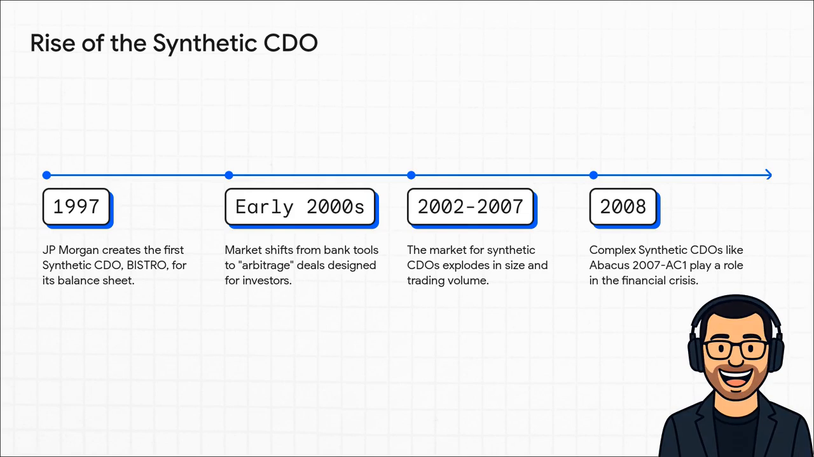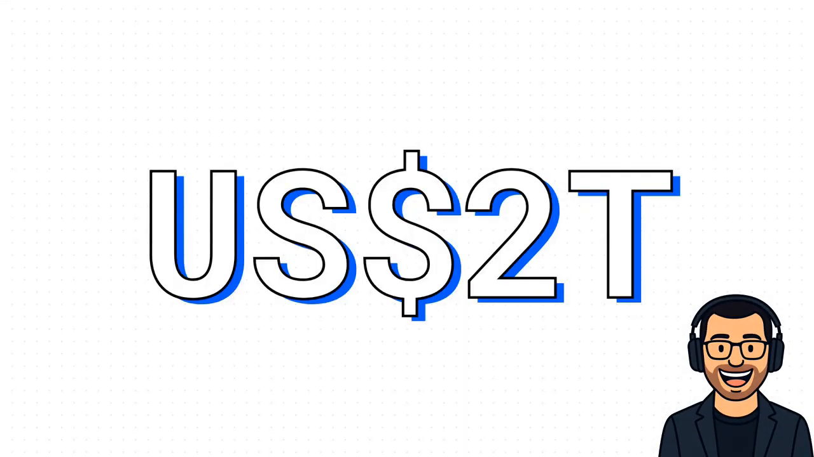But it didn't stay that way for long. Pretty soon, the market shifted from these internal bank tools to what they called arbitrage deals, designed purely for investors. And that's when the market just exploded, all culminating, of course, in its infamous role in the 2008 financial crisis. And when I say the market exploded, I mean it. The scale was just staggering.